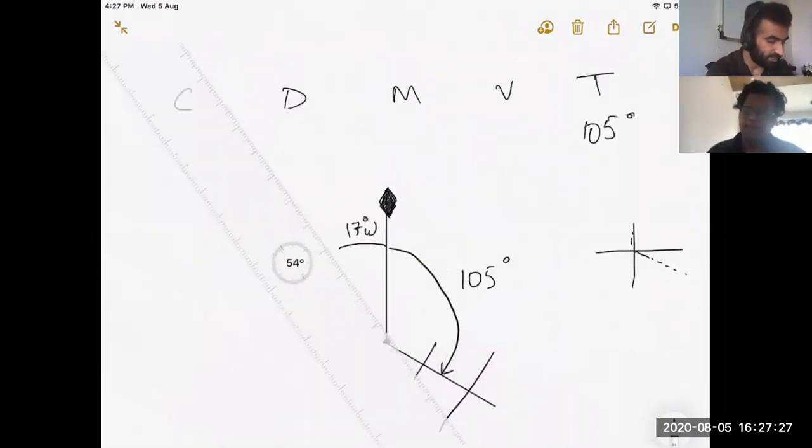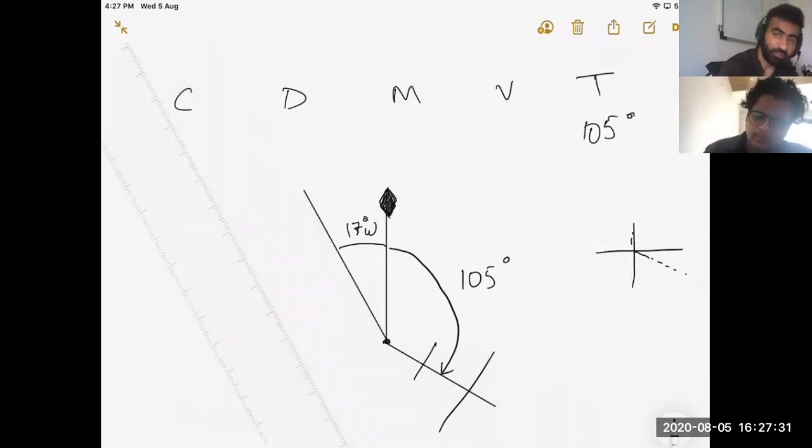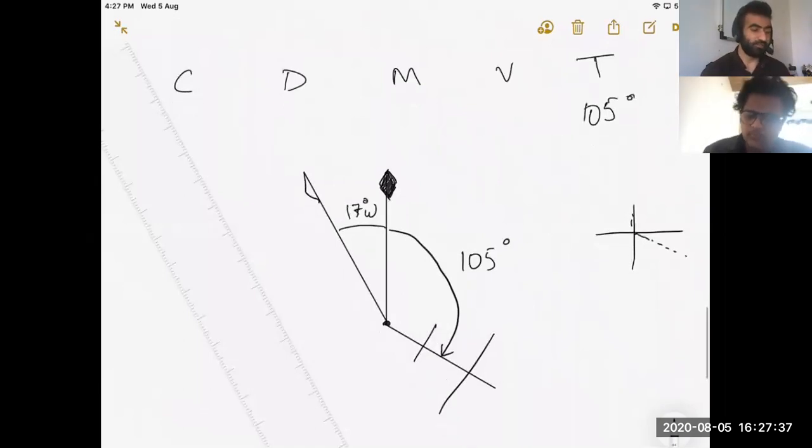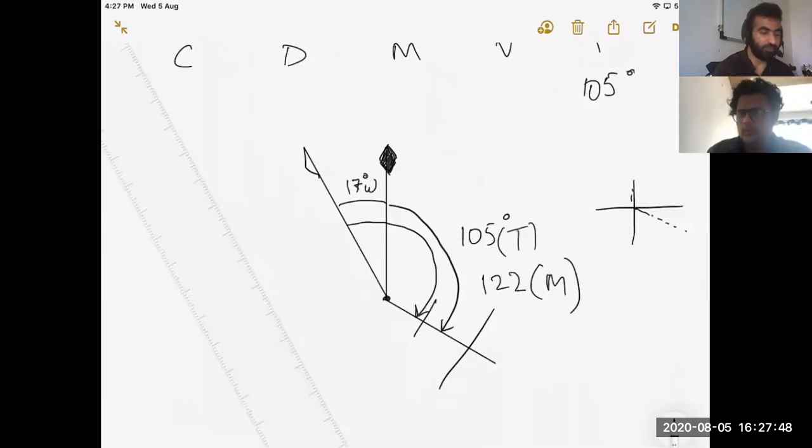So you make this line. You have to draw these diagrams. See how I'm making? So what is your magnetic heading? 17 plus 105. This one is true and this one is magnetic. And because you had two headings, you were able to find out the third value, which is variation. So variation is 17 degrees west.